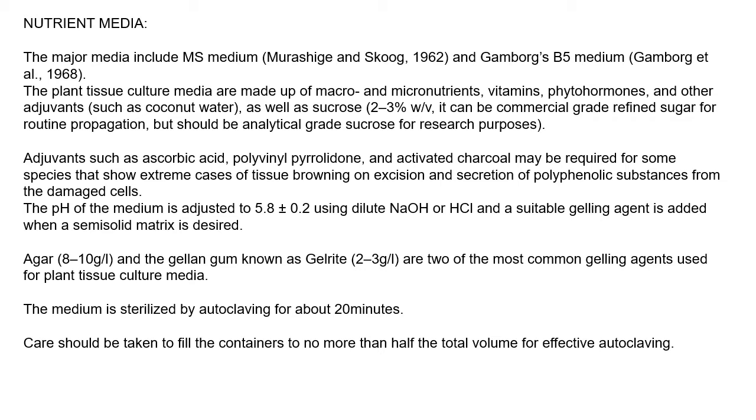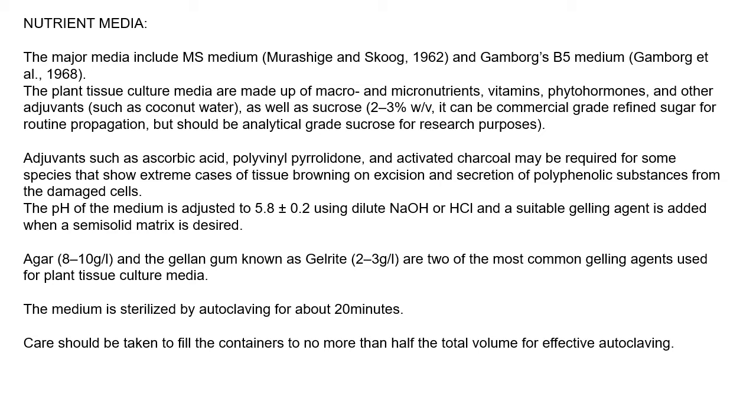Plant tissue culture media are made up of micro and macronutrients, vitamins, phytohormones, and other adjuvants such as coconut water, and sucrose is needed. Adjuvants such as ascorbic acid, polyvinylpyrrolidone, and activated charcoal may be required for some species that show extreme tissue browning on excision. Many times after cutting, the color of the tissue turns brown due to secretion of polyphenolic substances from the damaged cells. To avoid that, you can use these adjuvants.